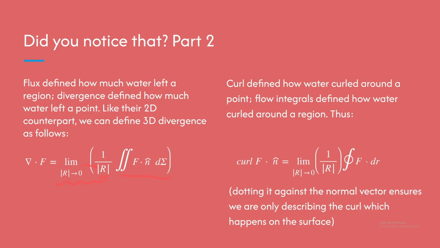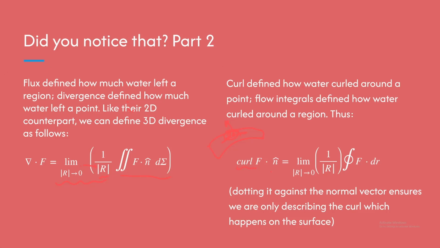Curl defines how much water curls around a point, and flow integrals define how water curled around a region. So we give the curl of f and we dot it by n because we only want to look at the curl that happens on the surface, right? If you have a whole surface here, it's very hard to see. I'm sorry about that. And you want to see how much stuff is moving here, you take the normal vector at that point and then you curl, and that just allows you to do only what's happening on the surface and not something that's happening nearby. And again, this time the integral generalizes to higher dimensions. So there you go. We've now extended our functions to 3 dimensions.